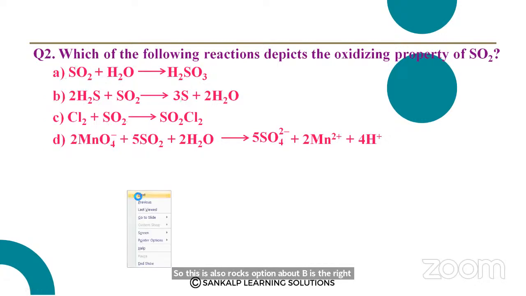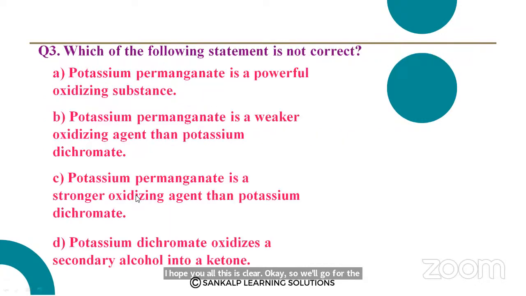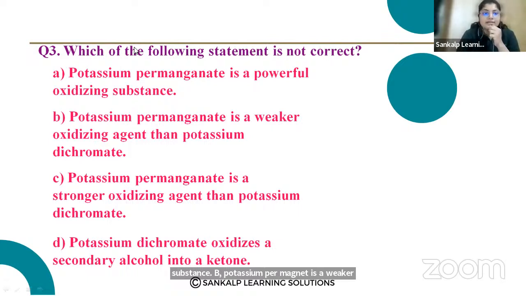Okay, so we'll go for the next one. Which of the following statements is not correct? A, potassium permanganate is a powerful oxidizing substance. B, potassium permanganate is a weaker oxidizing agent than potassium dichromate. C, potassium permanganate is a stronger oxidizing agent than potassium dichromate. D, potassium dichromate oxidizes a secondary alcohol into ketone. Yes, students.